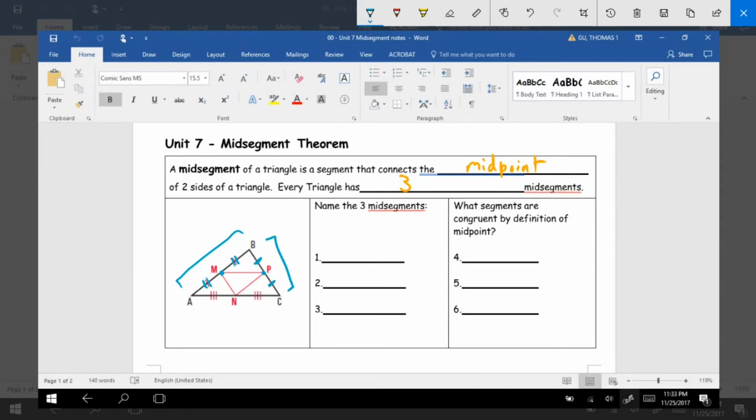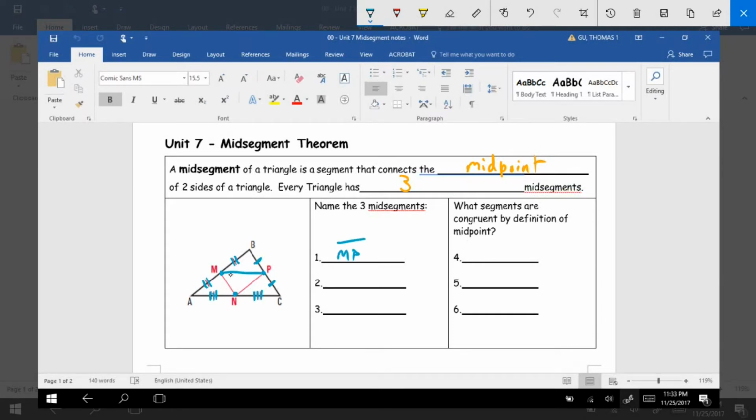And then lastly, we got our third midpoint, N, and that means that AN is congruent to NC. Remember, when we have a midpoint, that means the two parts are congruent, and that's the definition of a midpoint. So what are the three mid-segments of our triangle over here? If you look at it, we got one right here, MP.